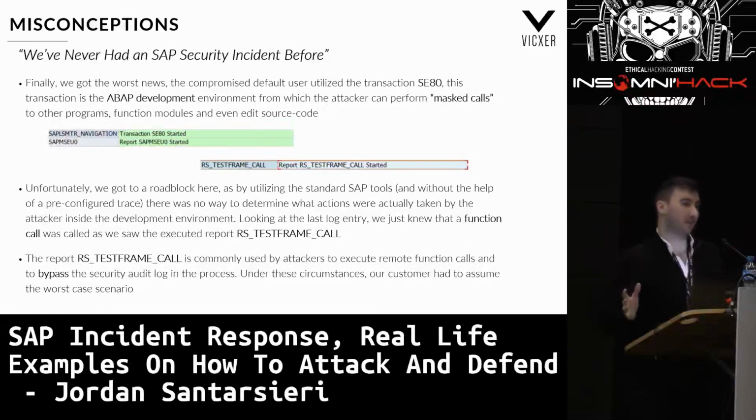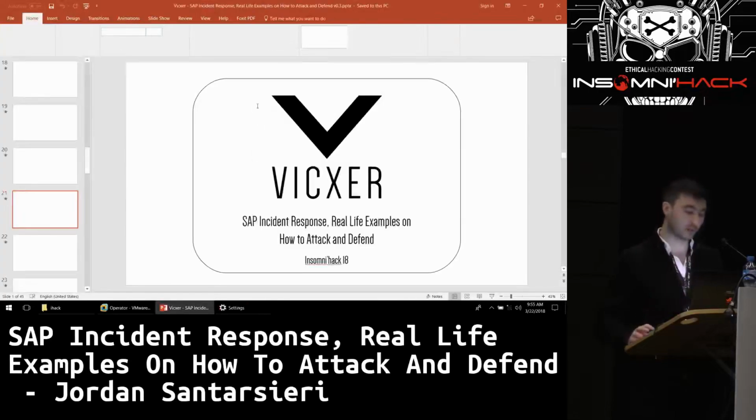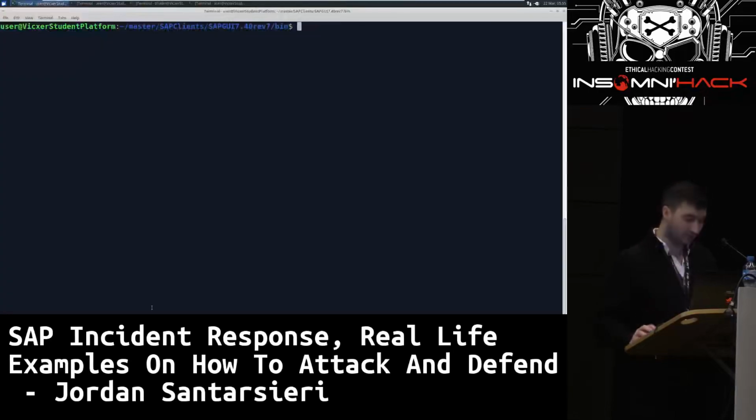This changes everything, because before we thought we were dealing with an attacker who just went to Google and said, okay, default SAP accounts, and tried to brute force their way in. But this will require far more skills. So instead of telling you, I'm going to show you. I have 2 live SAP systems on my machine, and I'm going to show you how you would bypass the security audit log. Fingers crossed.